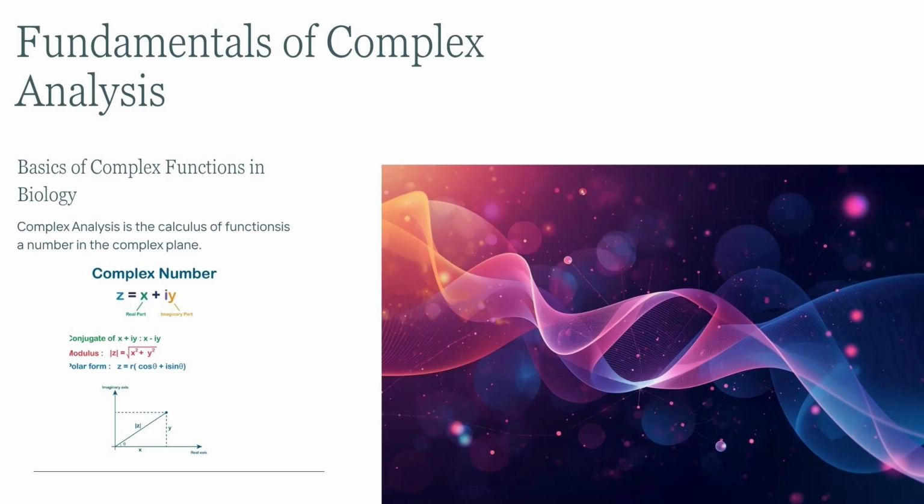It then defines the key components of a complex number, z. Standard form: z equals x plus iy, where x is the real part and y is the imaginary part. Conjugate: z-bar equals x minus iy. Modulus: the absolute value of z equals the square root of x squared plus y squared. Polar form: z equals r cosine theta plus i r sine theta.